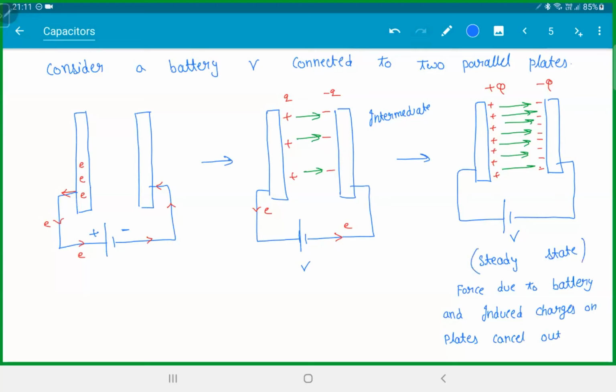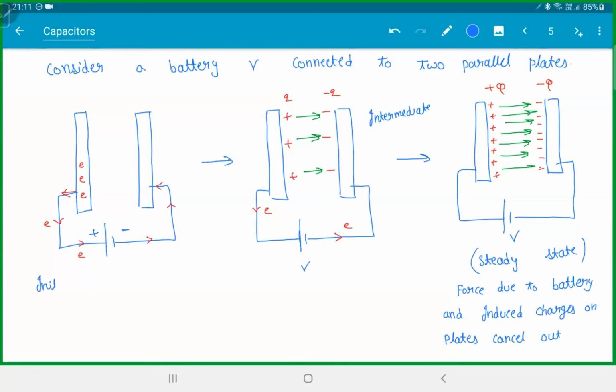What is the meaning of steady state? If you remember, you have discussed this in fluid mechanics. What is a steady state? Inflow equal to outflow. Matlab, the properties will remain constant, right? Nothing will change anymore. The situation has reached a constant state. Are you getting the scenario here?